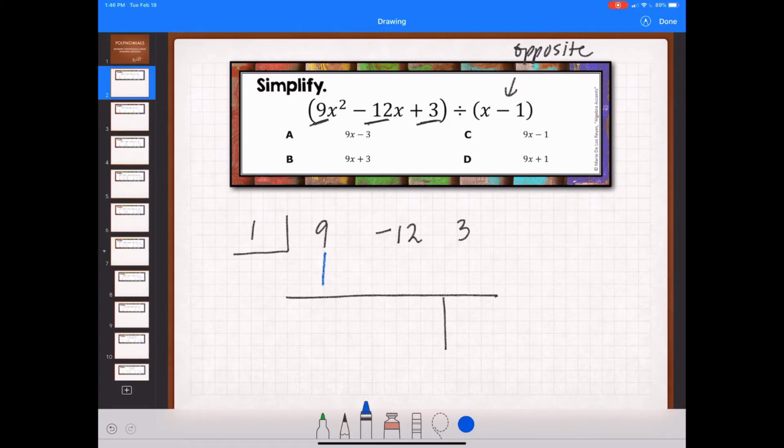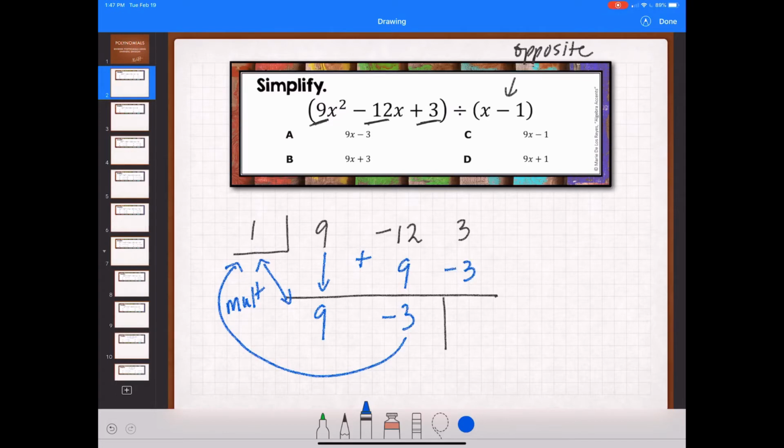You're going to take the first number and bring it down. Then you are going to multiply these two numbers. So 1 times 9 is 9. Then you are going to add negative 12 plus 9, which gives you negative 3. Now you're going to multiply again. Negative 3 times 1 is negative 3, and then you're going to add again. 3 plus negative 3 is 0. Whatever number lands in this box is going to be the remainder.